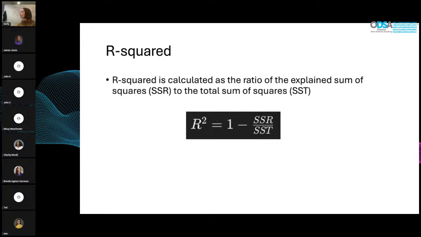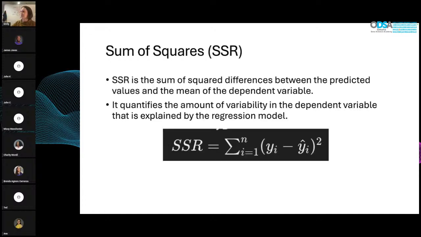So the R squared formula is calculated as the sum of squares over the total sum of squares, which I realize we don't know what that means. That's on the next slide. So I'm going to jump to the next slides and we'll jump back to this one. So it's 1 minus sum of squares over total sum of squares. What is the sum of squares?